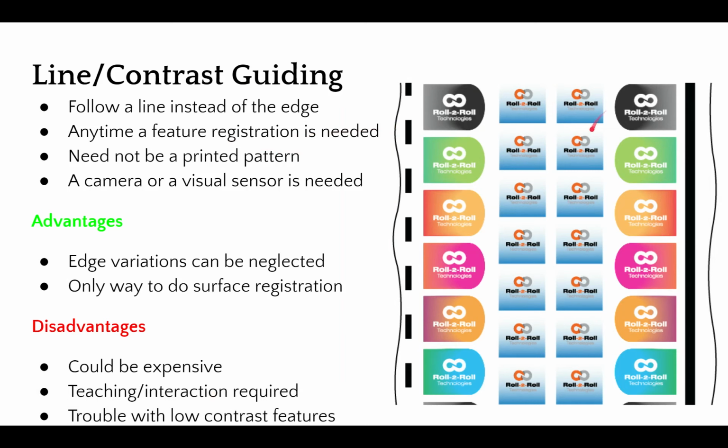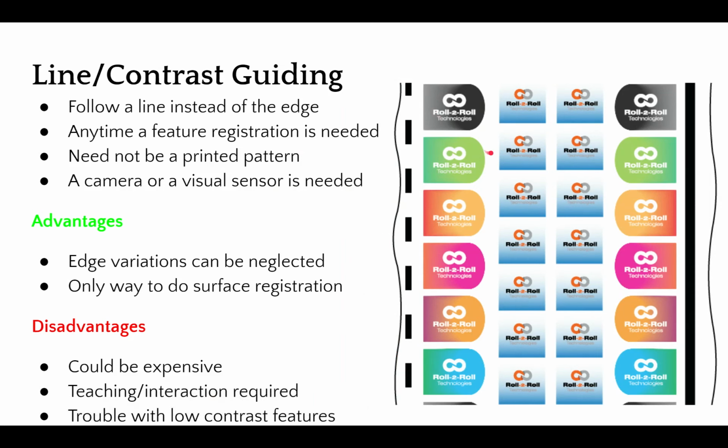And the pattern doesn't have to be a printed pattern. We have done cases where the web itself has a shape, like an extruded plastic which has ridges or ribs. The extruded edges are not really straight, but the ribs on the extrusion are pretty straight. So you want to guide to that, and you can do that. Usually a camera or a visual sensor is used to do that. Now the advantage is that you can avoid edge variations.